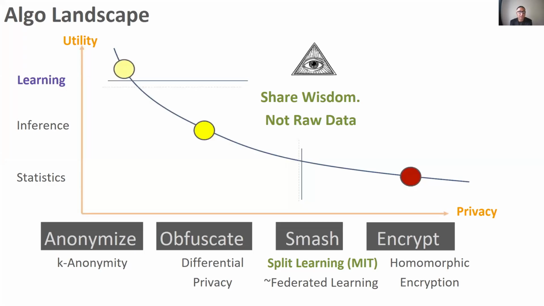So we've seen this utility privacy trade-off in many slides. On the horizontal axis, anonymization, obfuscation, or encryption are mechanisms that we often use for privacy. But two techniques have emerged in the last few years: federated learning from Google and split learning from our group at MIT. These techniques allow you to not only conduct statistics or inference, but also full-fledged machine learning. And the idea behind these techniques is to share wisdom without sharing raw data.